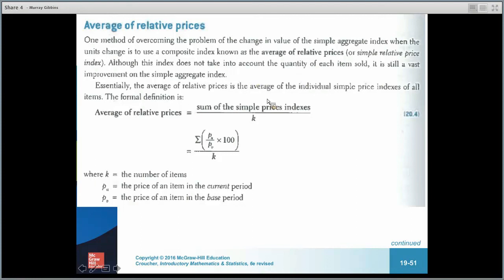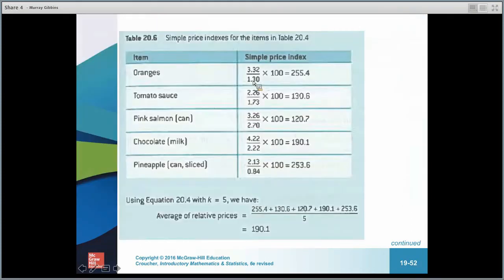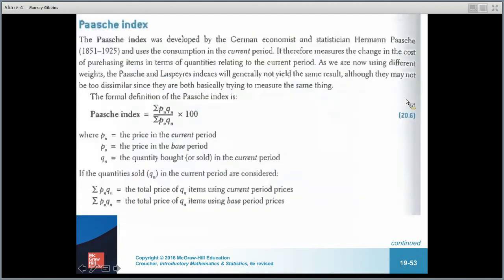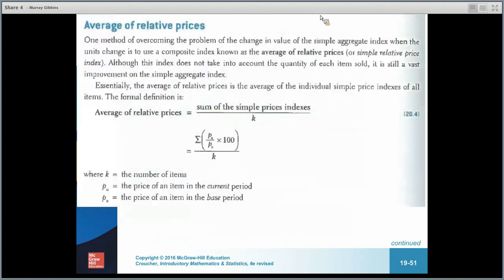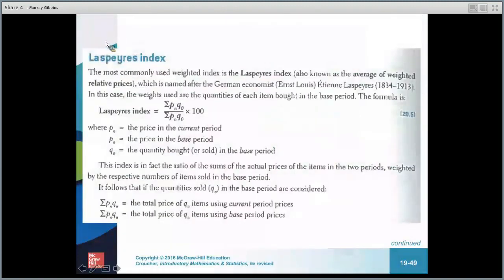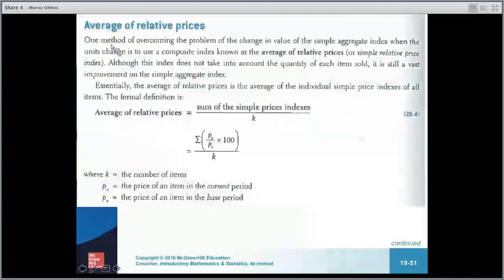You could find all of the different indexes and then just average them if you wanted to. Here we are finding the index for oranges, tomato sauce, from one period to the new period, new over the old, and then just average all of the indexes. Another way we could have said that is that on average, the average of the relative prices was 190.1, a 90% increase in this instance. Well, Laspeyres, think about him. He was back here in 1834 to 1913.